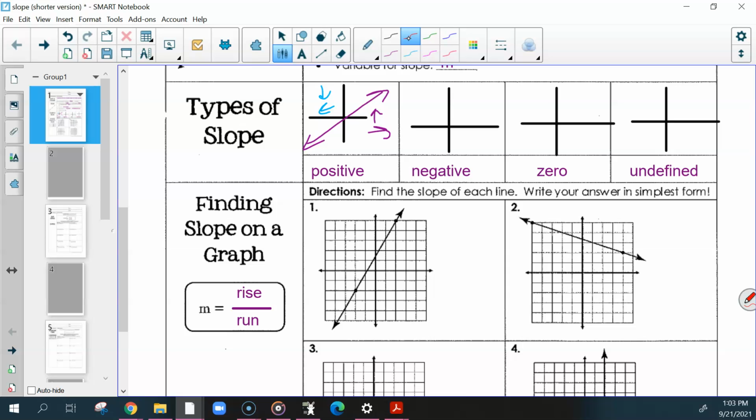For a negative, if I'm reading left to right, it's going to look like this. I'm going down and to the right. So with these, you have one thing that is negative, but the other is positive. If I'm looking at it the other way, so right to left, then I'm going up and then left. Still, just one thing is negative, one thing is positive.